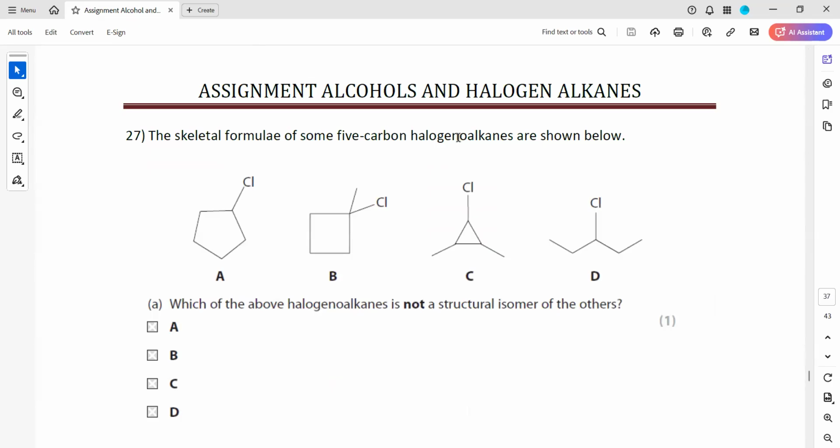Skeletal formulas of some five carbon halogenoalkanes are shown, as you can see. Which of the above halogenoalkanes is not a structural isomer of the others? To be a structural isomer, they should have the same molecular formula. But that's a definition. Structural isomers can be chain isomers, position isomers, or functional group isomers as well.